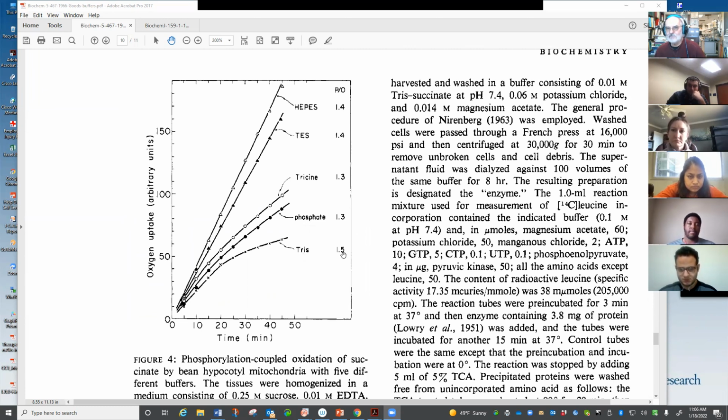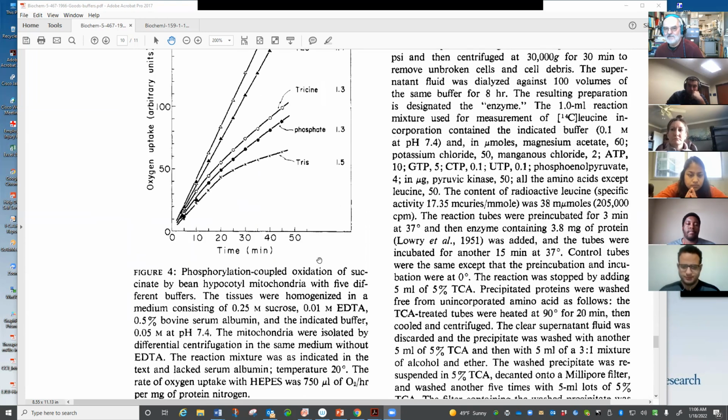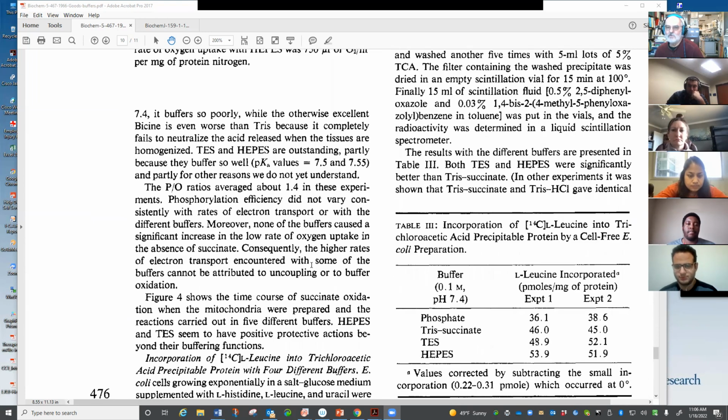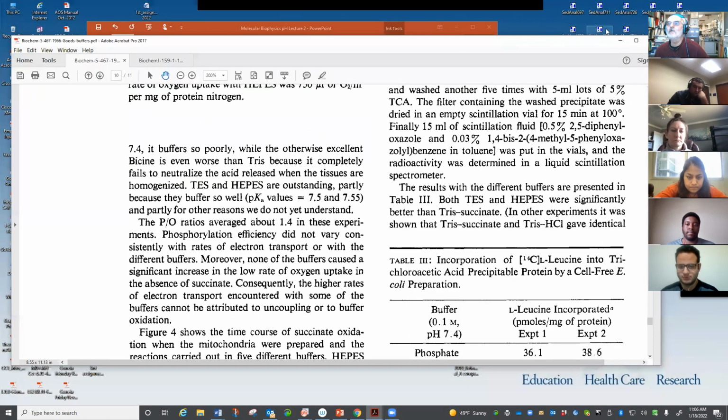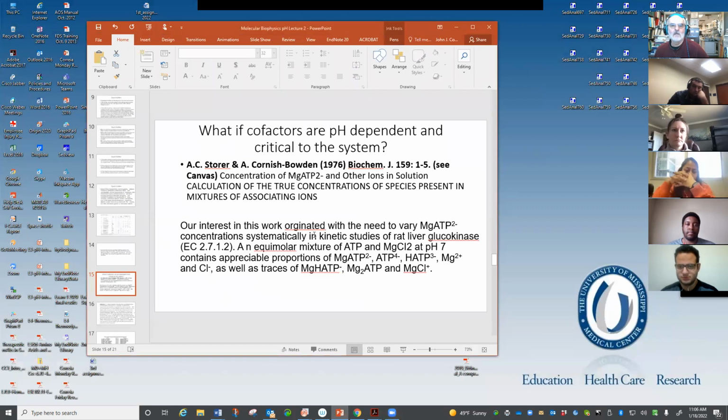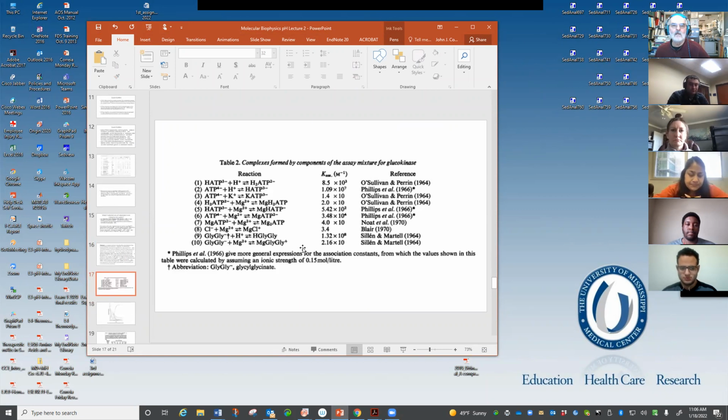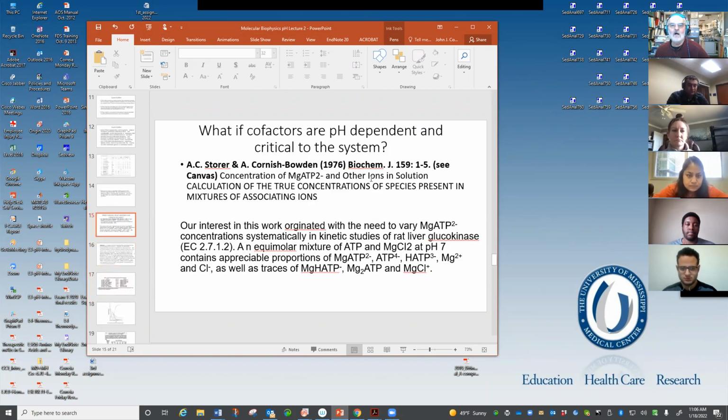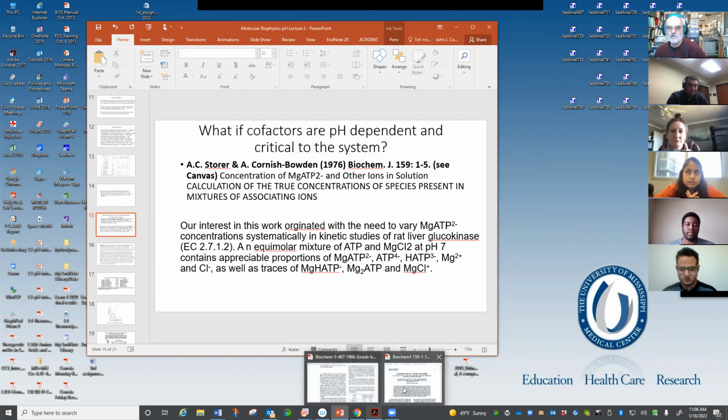Okay, and so these are the kinds of things that you need to be aware of in terms of why you're choosing different kinds of buffers. And this is really just, without going into too many details, that's sort of the gist of what this paper is about. Okay, so let me bury that. So the other paper that we're going to talk about has to do with this magnesium ATP condition. So let me pull that paper up here.